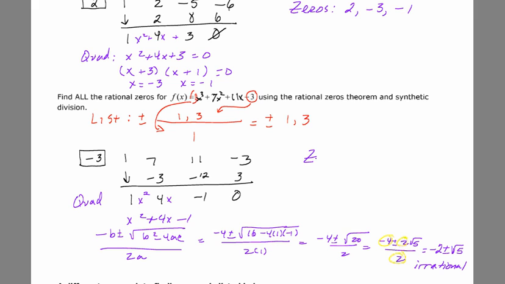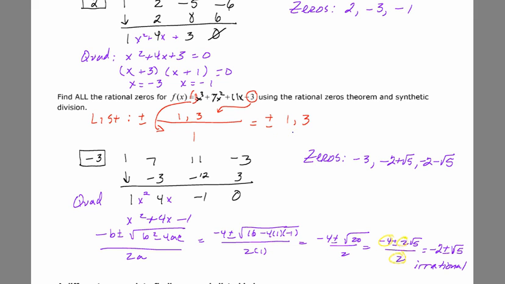So let's list out our zeros. The one we found, negative 3, which came from the list, and the other two, negative 2 plus square root of 5, negative 2 minus square root of 5. I was looking for 3. I found all 3. There's my list of zeros.